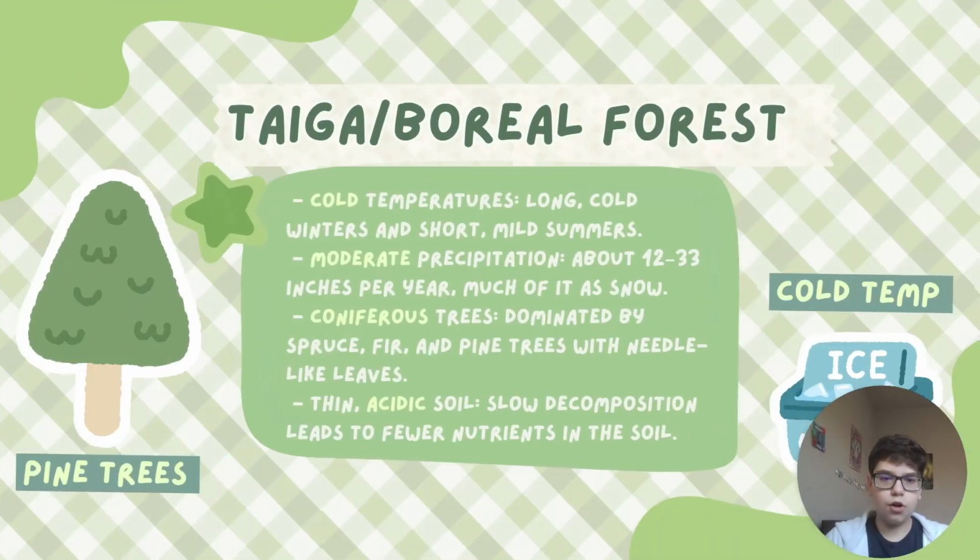Okay, let's go over the taiga and boreal forest. So we're still above that 60-degree latitude line. This is towards the top, but it's right beneath the tundra. This area is still going to have cold temperatures, but it's a bit better when it comes to precipitation. You're going to get a lot more precipitation per year, but much of it's as snow.